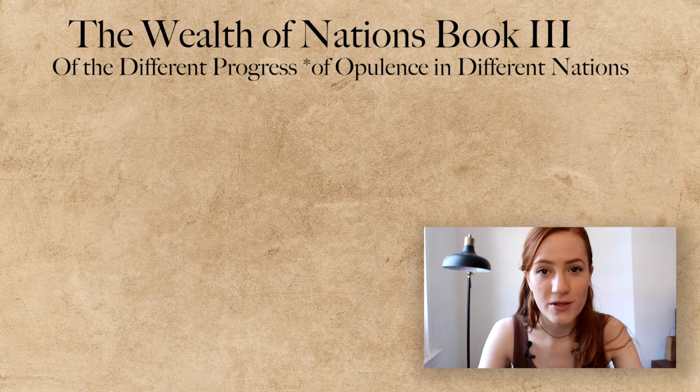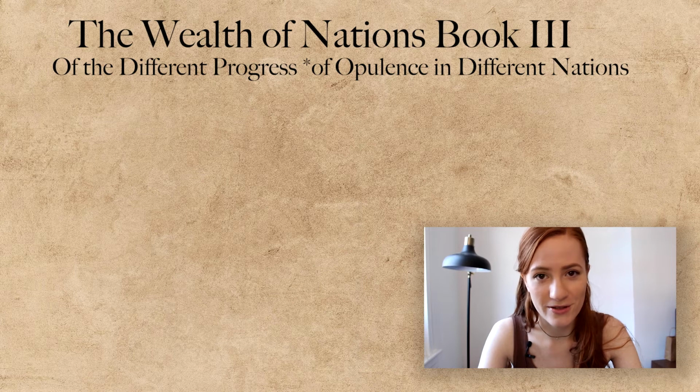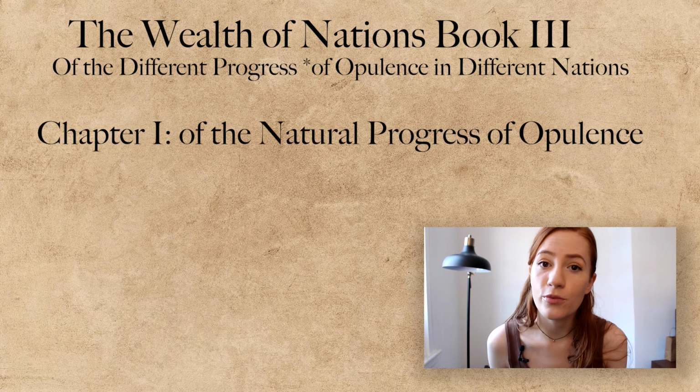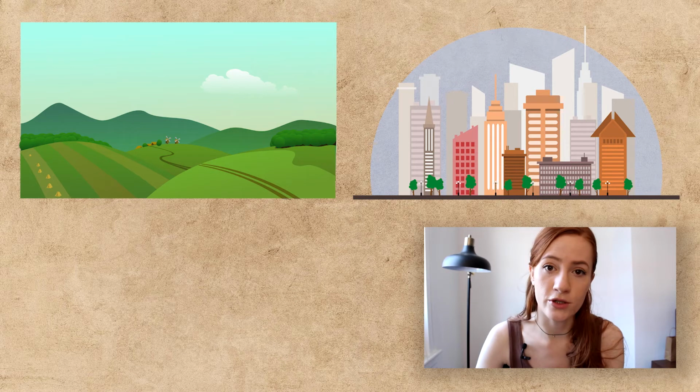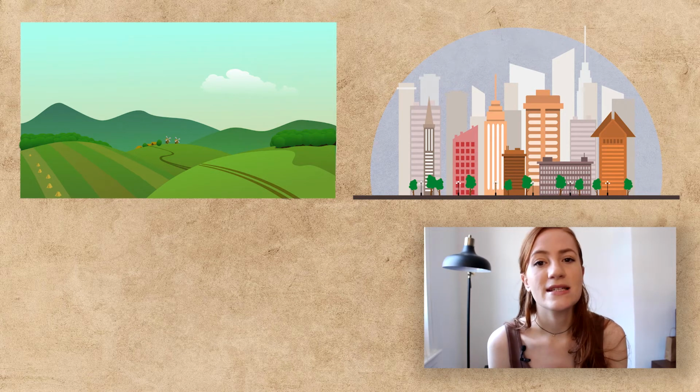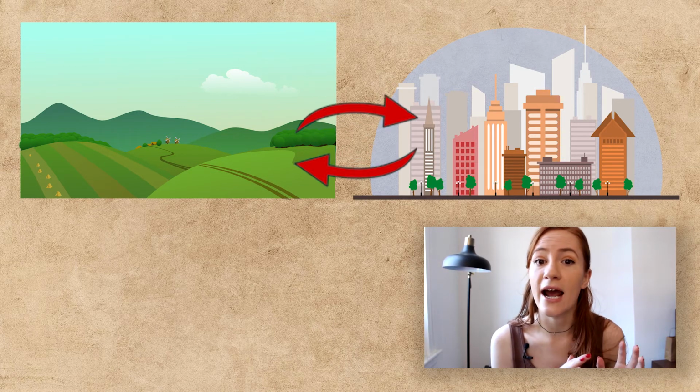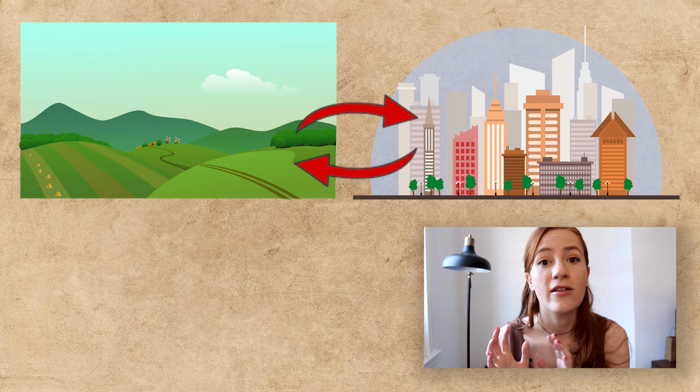The Wealth of Nations, Book 3, of the different progress and opulence of different nations. Chapter 1, of the natural progress of opulence. In this chapter, Smith is comparing the country and the town a lot. You can also think of this as urban to rural areas. He begins the chapter by stating that the great commerce of every civilized society occurs between people living in the town and people living in the country.